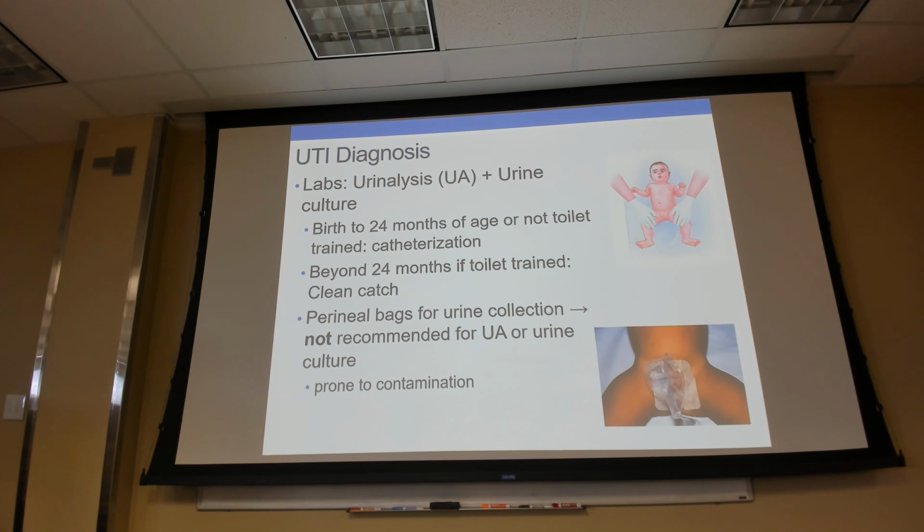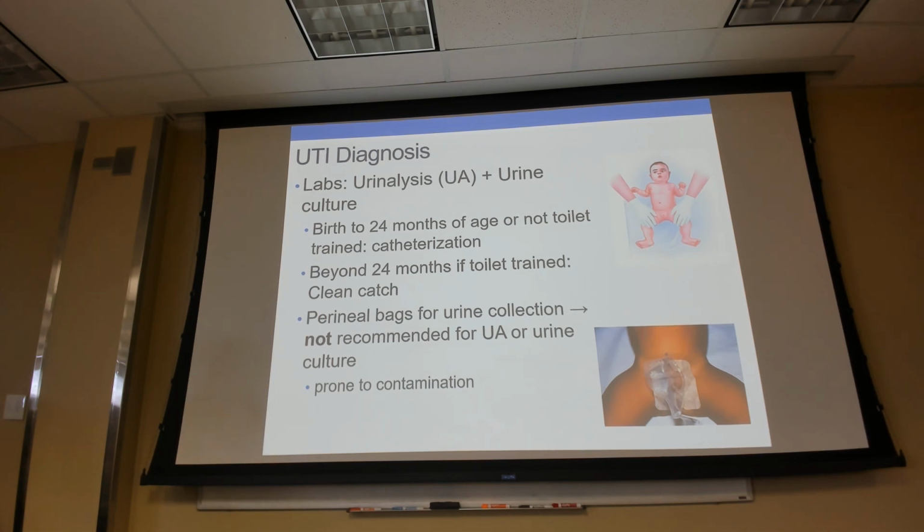And so you have to have that culture that's going to grow over time to actually show you what's going on. They also can't do a clean catch very well. So under the age of 2, you're going to collect this with a straight cath. So you cath them in and out. So all of those should be cath samples. And if they're over the age of 2 or toilet trained, then you can try to use that clean catch.